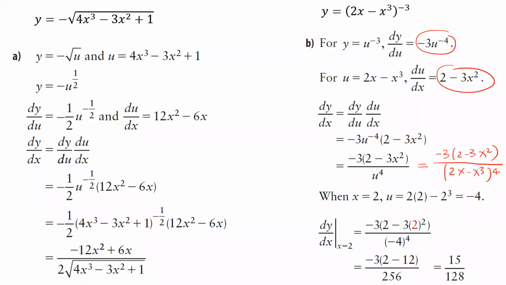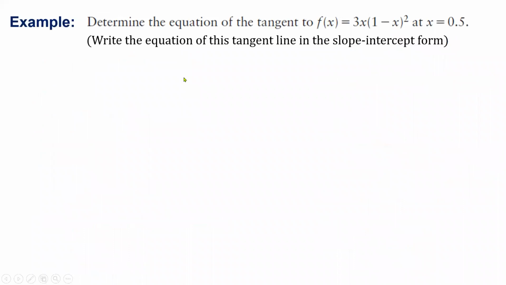All right, if you finish, let's see another example. Determine the equation of the tangent to f(x) here at x equals 0.5. Write the equation of this tangent line in the slope-intercept form, okay? I'll give you 5 minutes to think about this question by yourself. So note here, the later part of the function is also a composite function, right? So be careful with that.